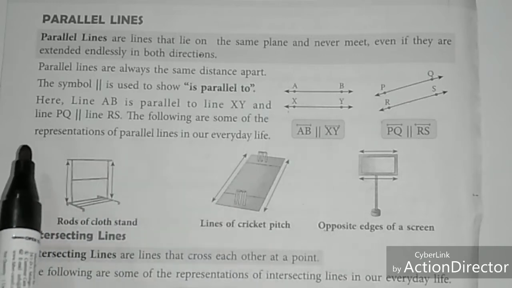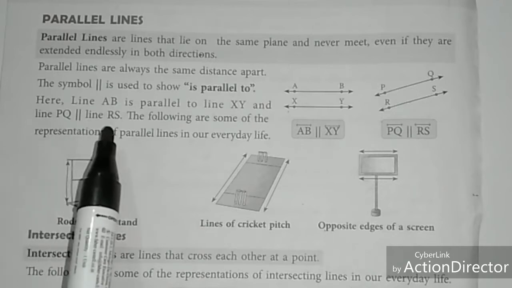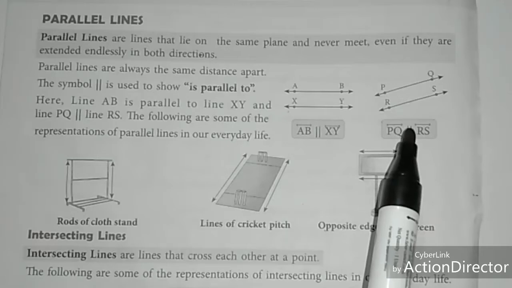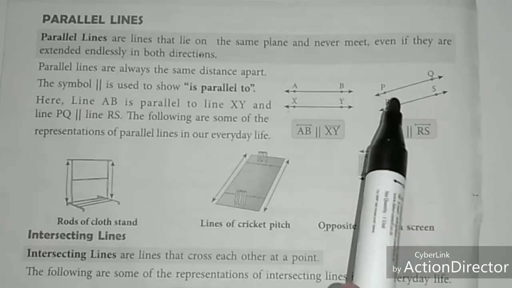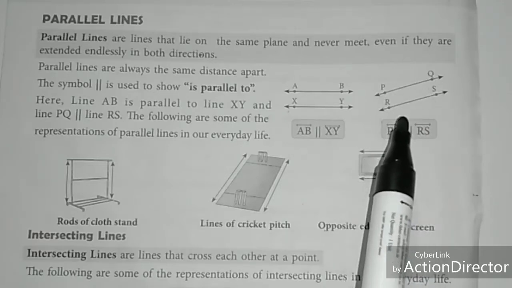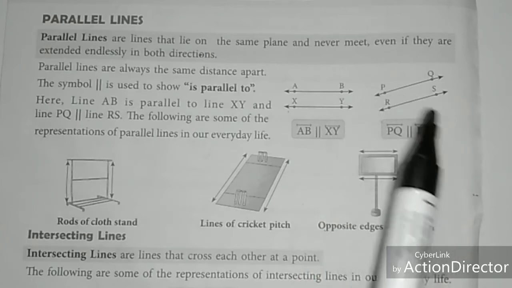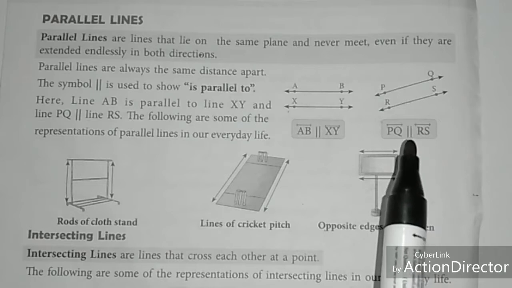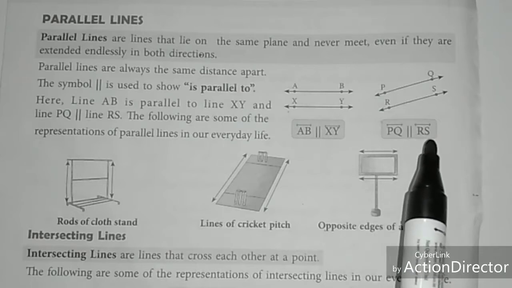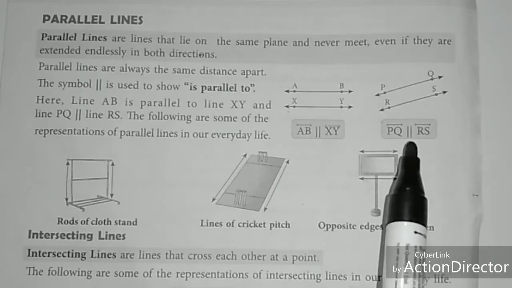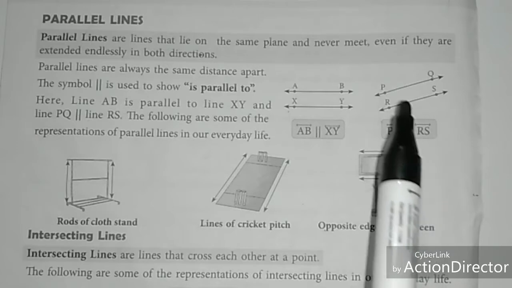And another example: line PQ is parallel to line RS. Here we have two lines, line PQ and line RS, and these two lines are parallel to each other. So we write line PQ is parallel to line RS, or line RS is parallel to line PQ.